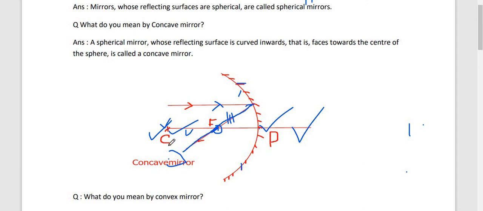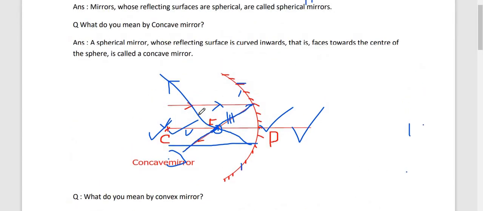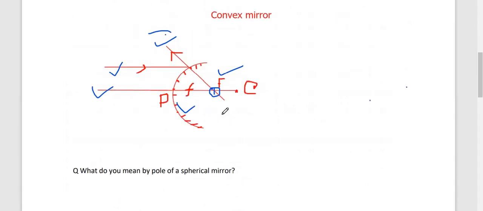If you consider another parallel ray, then this will also pass through the point F this way. Because of the mouse this appears to be curved, but this should be a straight line. So this is the focus. In case of concave mirror, focus is in front of the mirror, and in case of the convex mirror, it is behind. This is the front side because of the reflecting surface, this is behind.